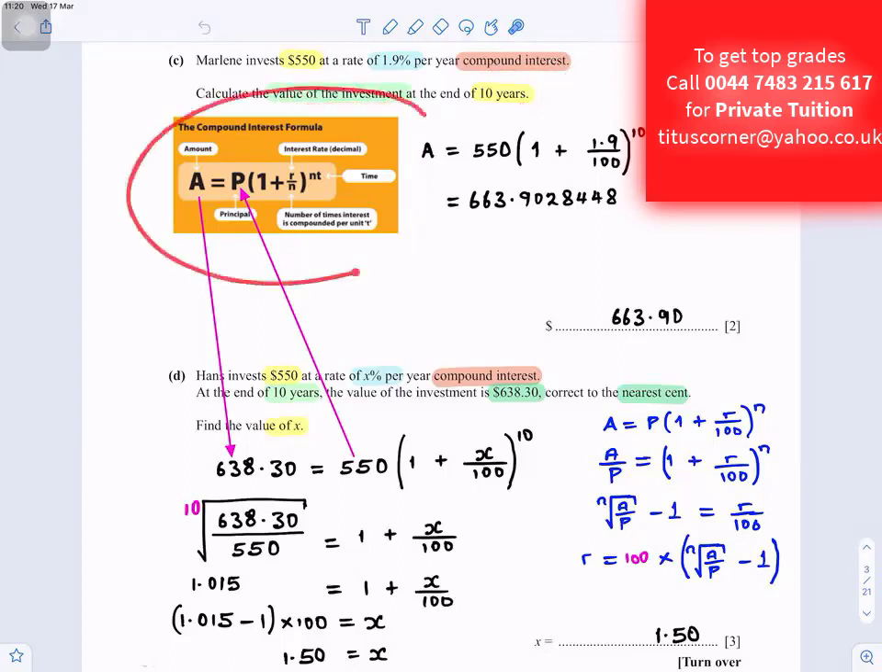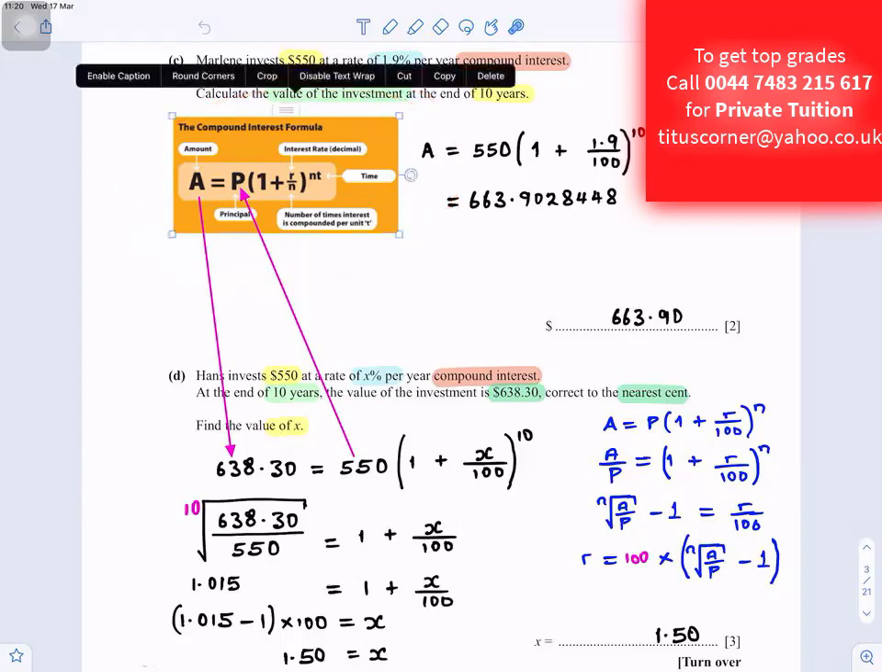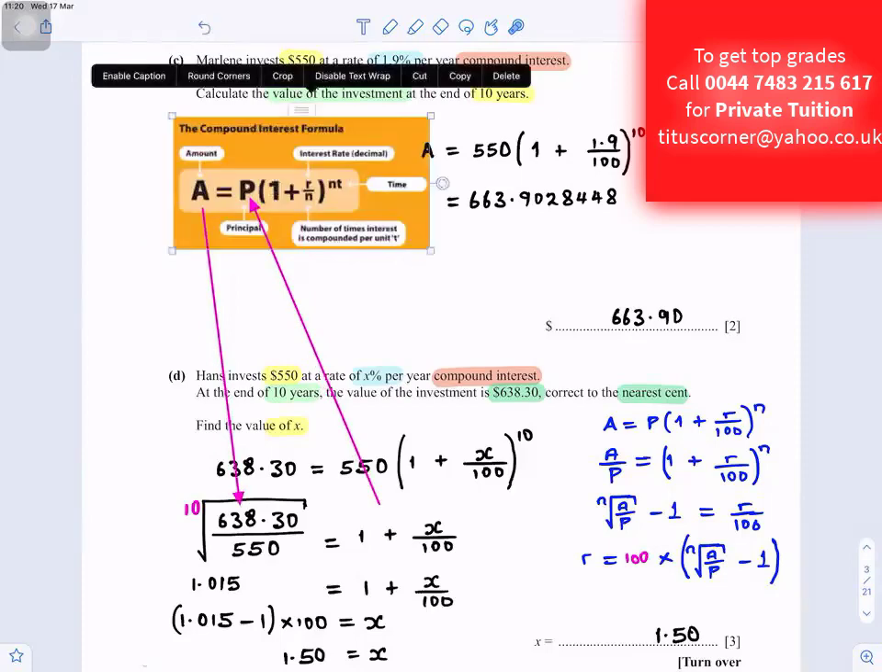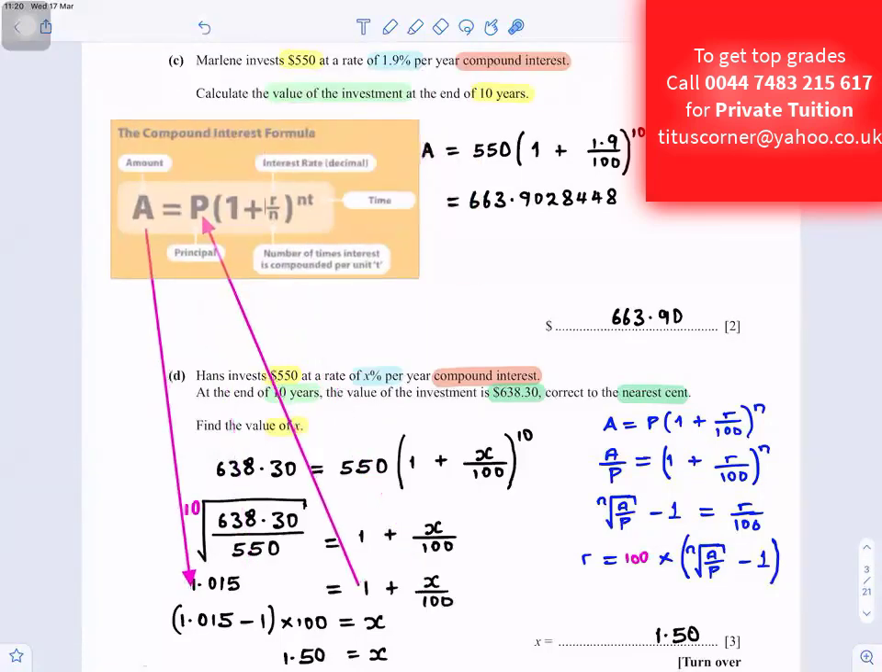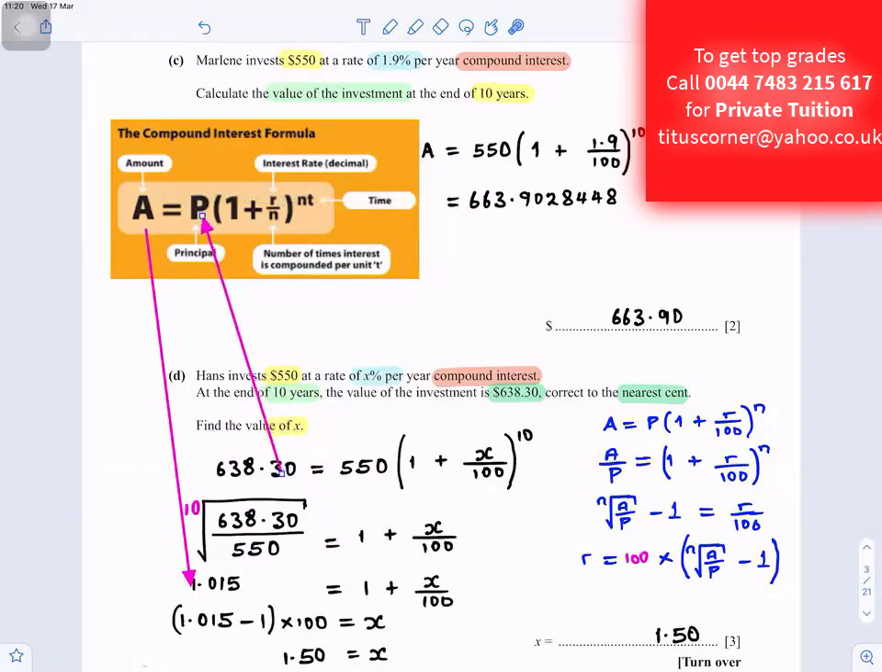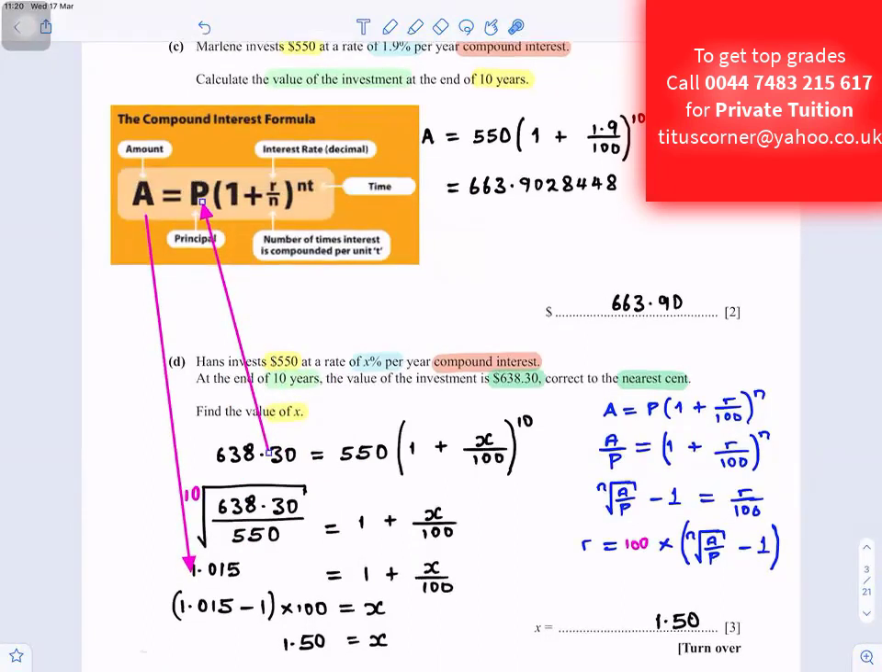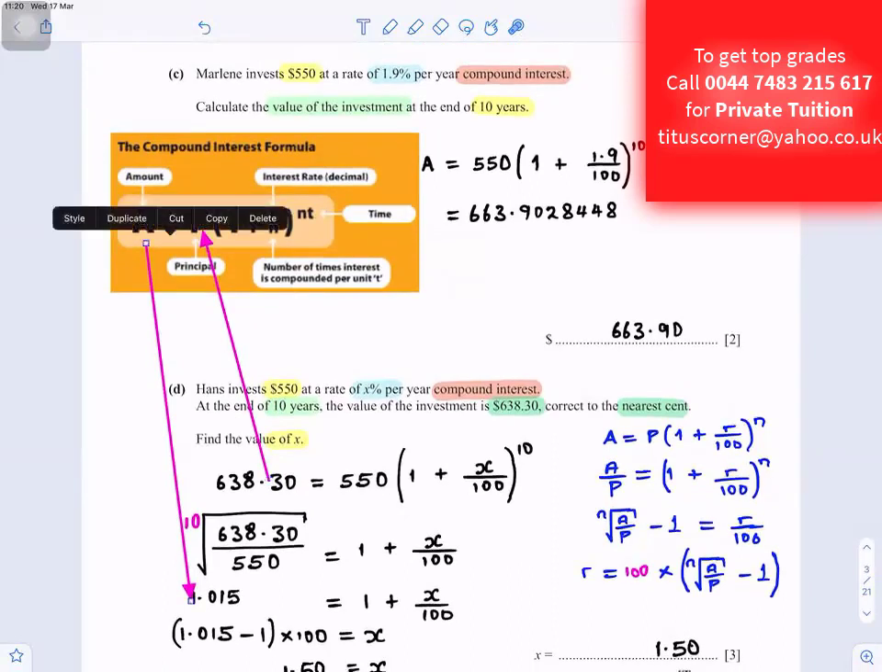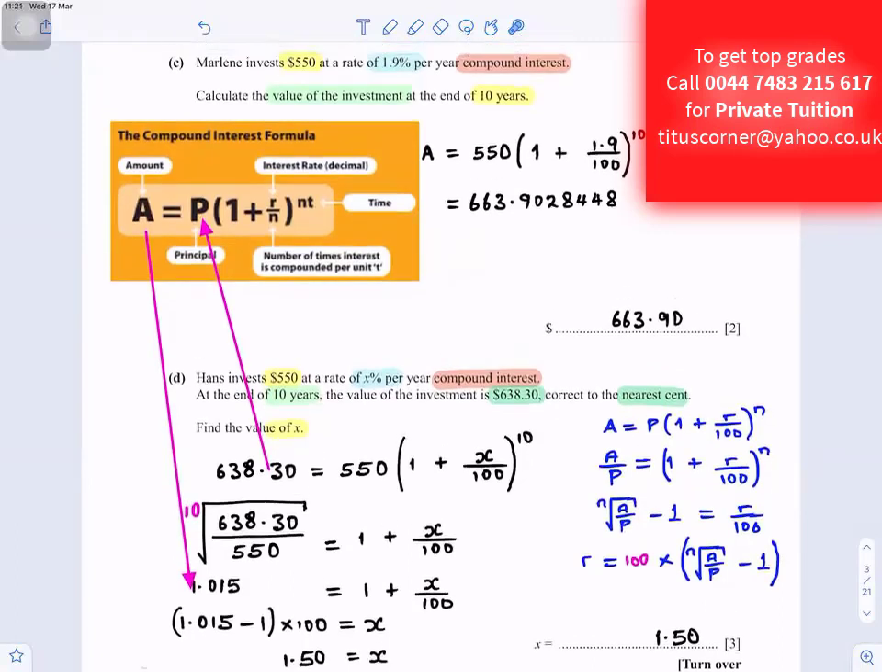We have here the compound interest formula. I've circled it, I put it there. It's important you memorize that compound interest formula as well. It is a very, very important formula to memorize, because you will get to use it time and time again. So we start by putting in the values.